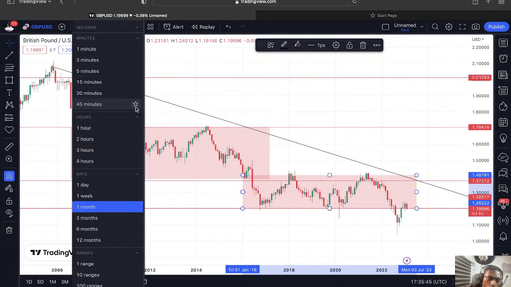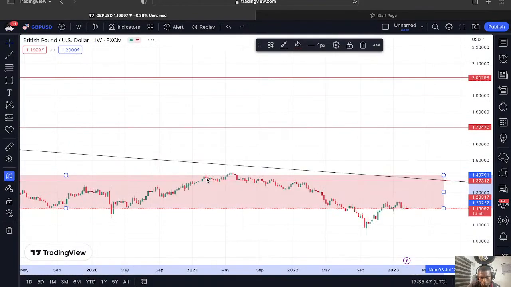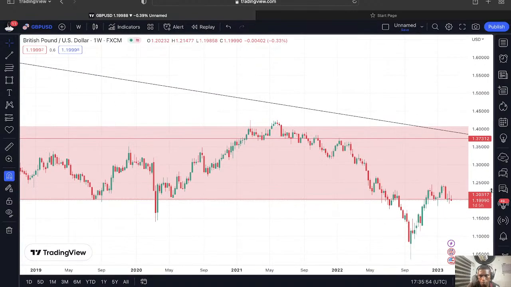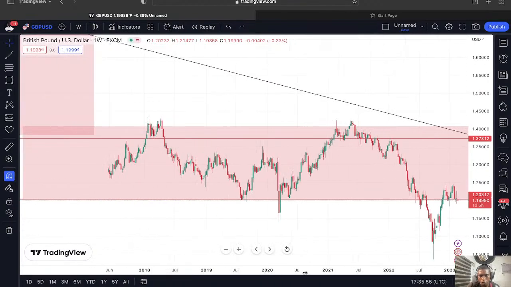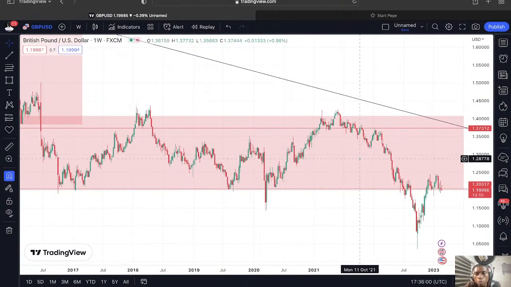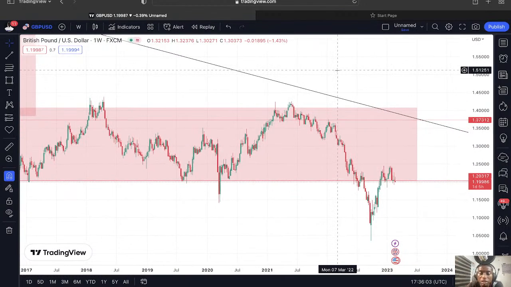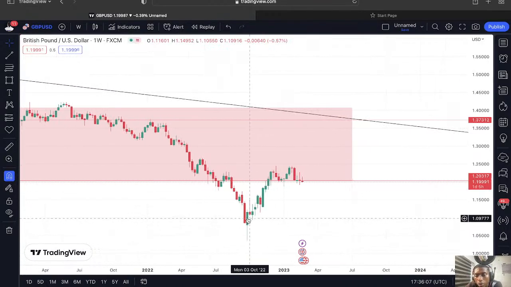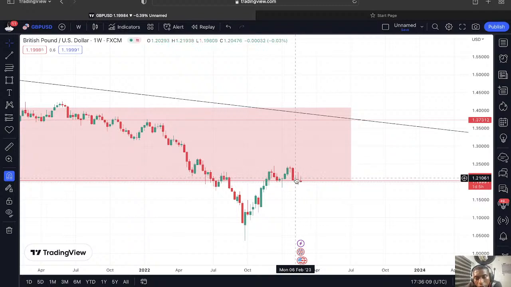So if you go down to the weekly time frame, you will discover it becomes more obvious. Look at it now on the weekly time frame. Look at what price is currently doing at this level.